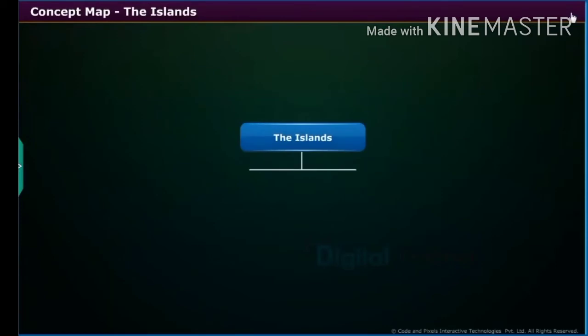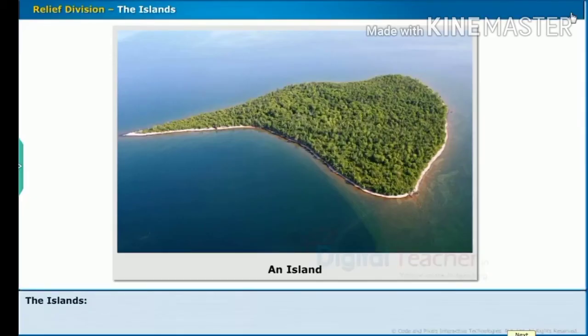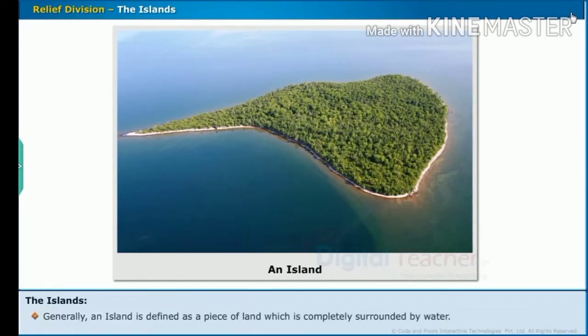Let us now look at the concept map of the islands. Now, it's time to know another major relief feature, the islands. Generally, an island is defined as a piece of land which is completely surrounded by water. The word island came from the Middle English word island, which in turn came from the Old English word egg-land.